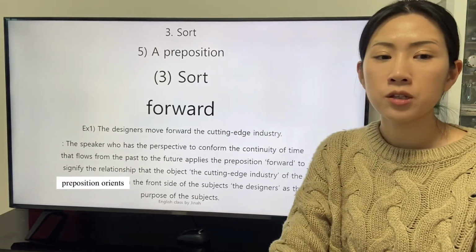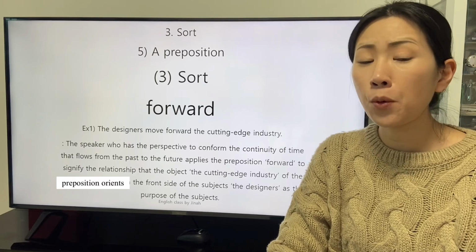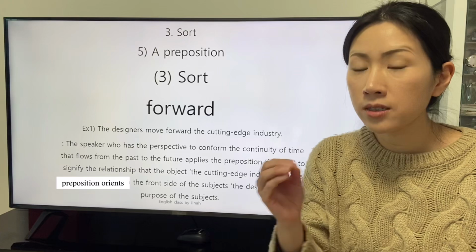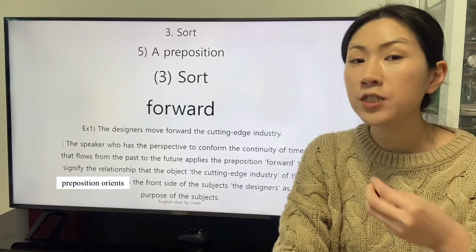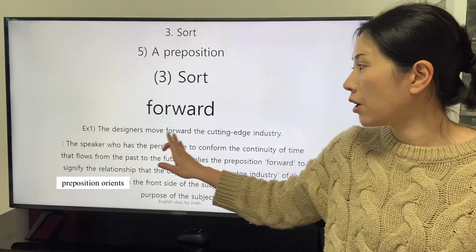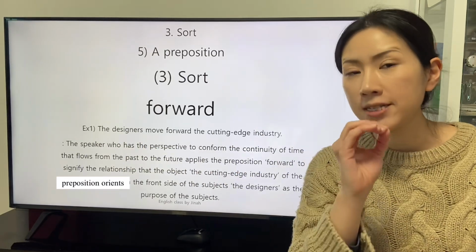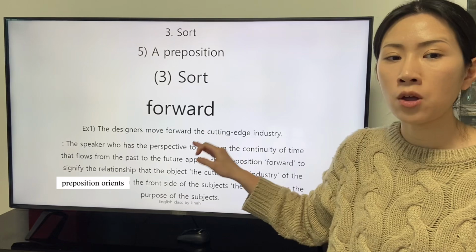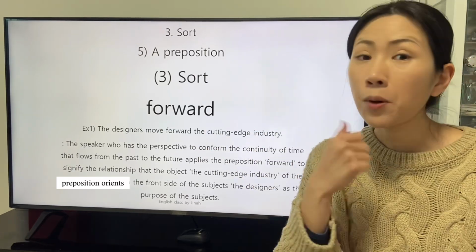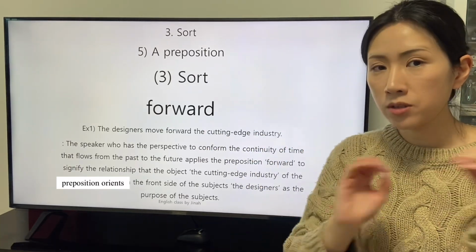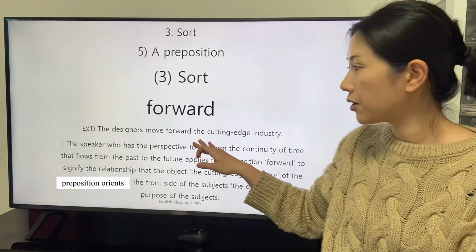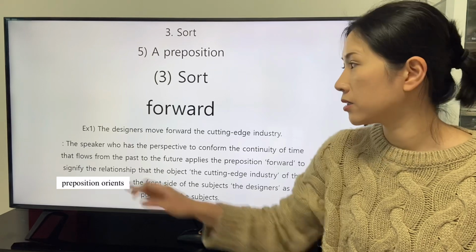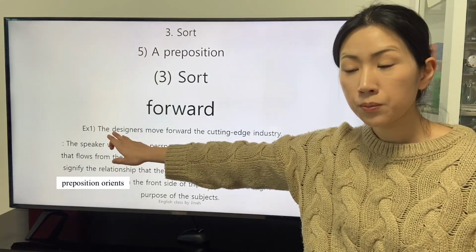There is a clause. The designers move forward the cutting-edge industry. With the fact that the preposition forward is applied, the subject, the designers, orient to the object, the cutting-edge industry, as a purpose. The speaker connotes that the object, the cutting-edge industry, is the righteous way that the subjects proceed.